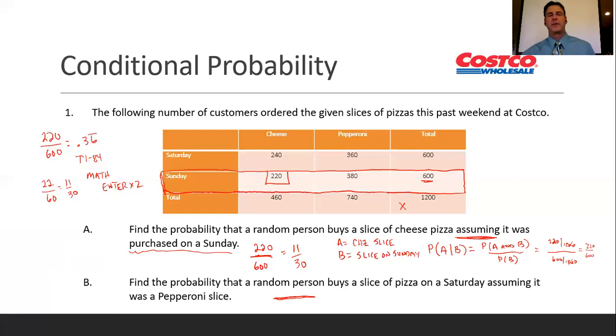So it says, find the probability. Again, we're assuming that a random person who bought a slice of pizza did so on a Saturday, assuming it was a pepperoni slice. So for all the people who bought a pepperoni slice, what's the probability someone bought it on a Saturday?